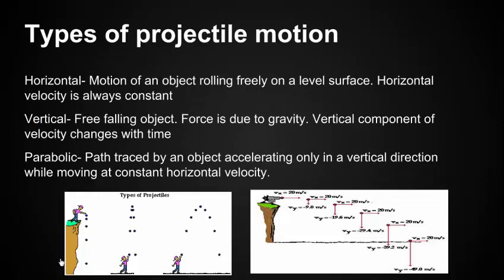Next, you have the different types of projectile motion. First, you have horizontal motion, motion of an object rolling freely on a level surface. Horizontal velocity is always constant. As you can see in the bottom right picture, the cannonball is shot from a cannon at the top of the cliff. And as you can see, the horizontal velocity is always constant, 20 meters a second. And as you can tell, the vertical component of the velocity is increasing as it goes down, because it's accelerating at a constant acceleration of negative 9.8 meters a second squared.